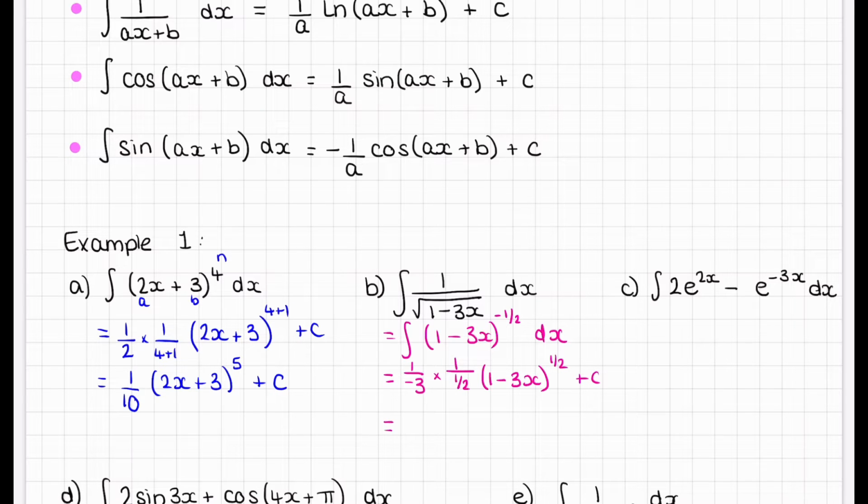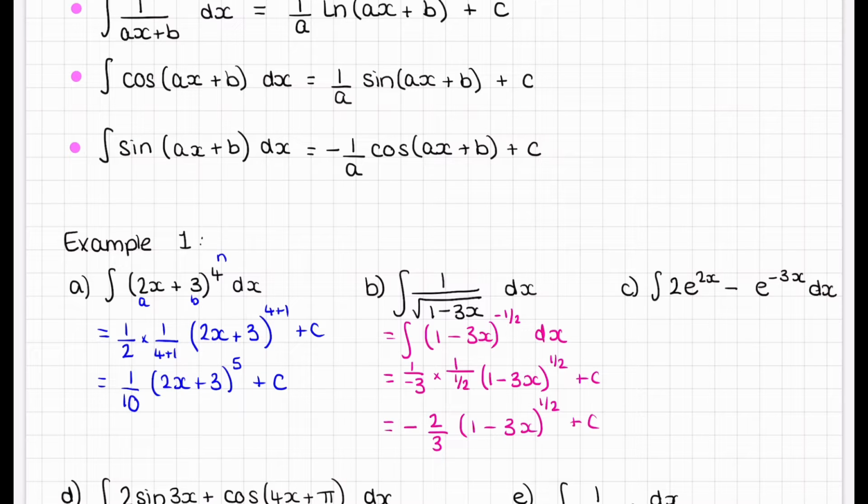And then simplify this. We'll end up with negative a third times a half is 2 on 3, so negative 2 on 3, (1 minus 3x) to the power of a half plus c. And then if you wanted, you could put the bracket back into a square root if you wished.